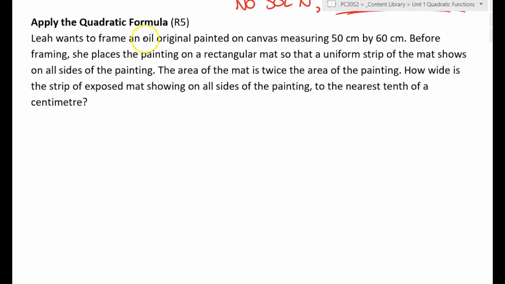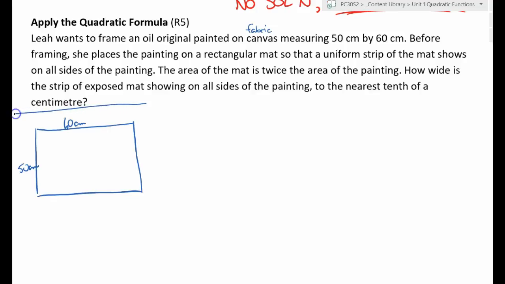So Leah wants to frame an oil original painted on canvas measuring 50 by 60 centimeters. Okay, so I've got some painting and it's done on canvas as fabric. And so it actually gets stretched out over a wood frame in order to frame it. So we've got 50 centimeters by 60 centimeters. Before framing, she places the painting on a rectangular mat so that a uniform strip of the mat shows on all sides of the painting.